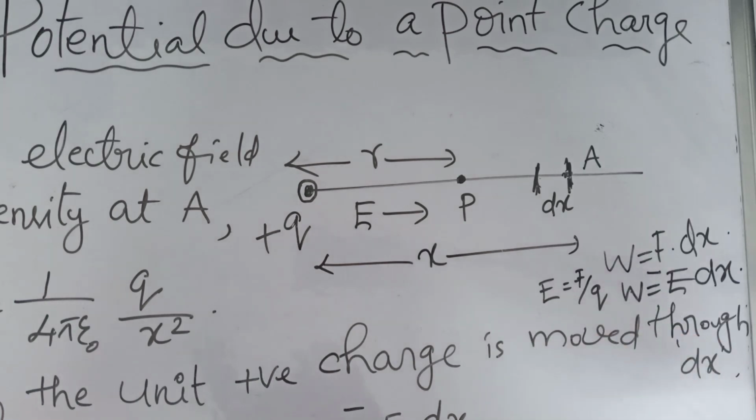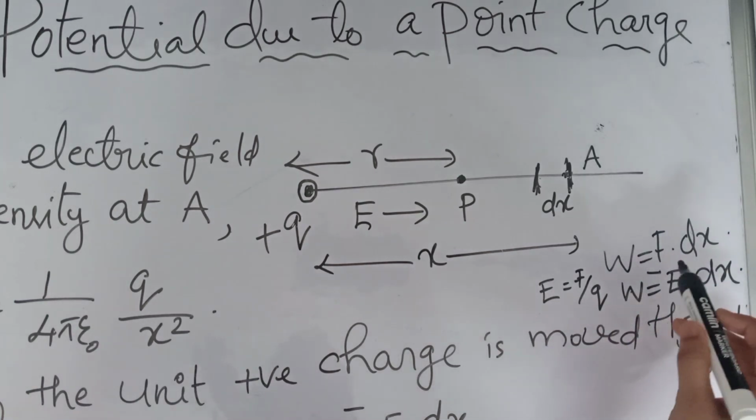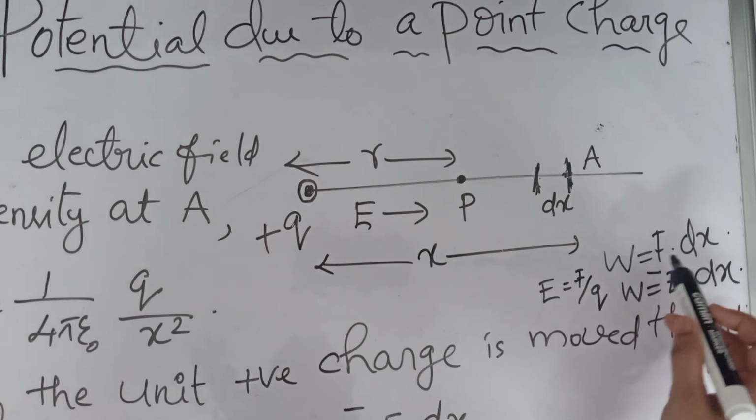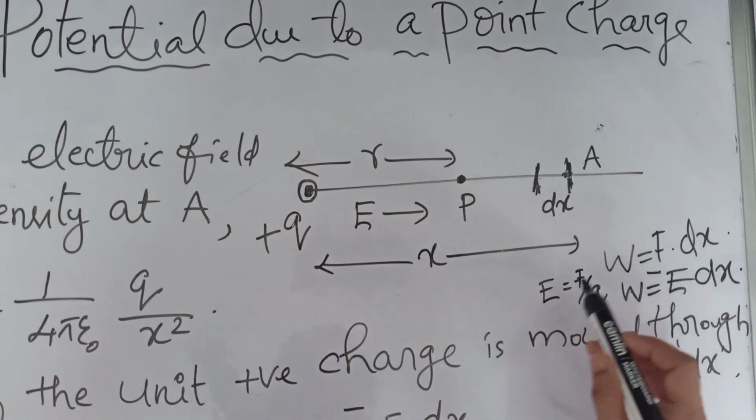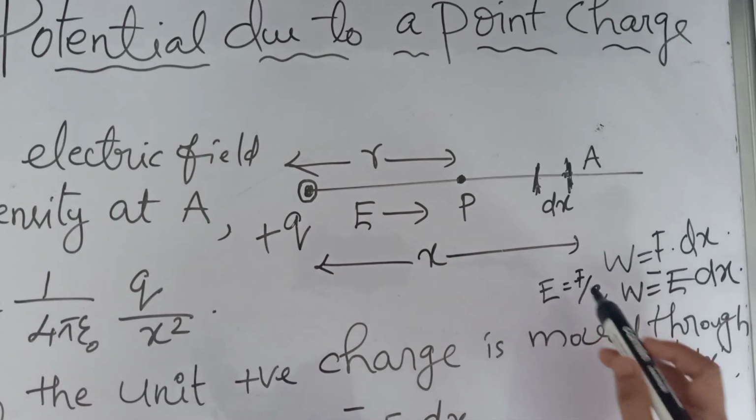Work done is always force into displacement. Work done എന്ന് പറഞ്ഞാൽ എന്താണ്? Force into displacement ആണ്. ഇവിടെ force എന്ന് പറയുന്നത് ഏത് force ആണ്? അതായത് E is equal to F by Q ആണ്. Electric force ആണ്. So that F by Q we are finding. അല്ലേ? E is equal to F by Q ആണ്.